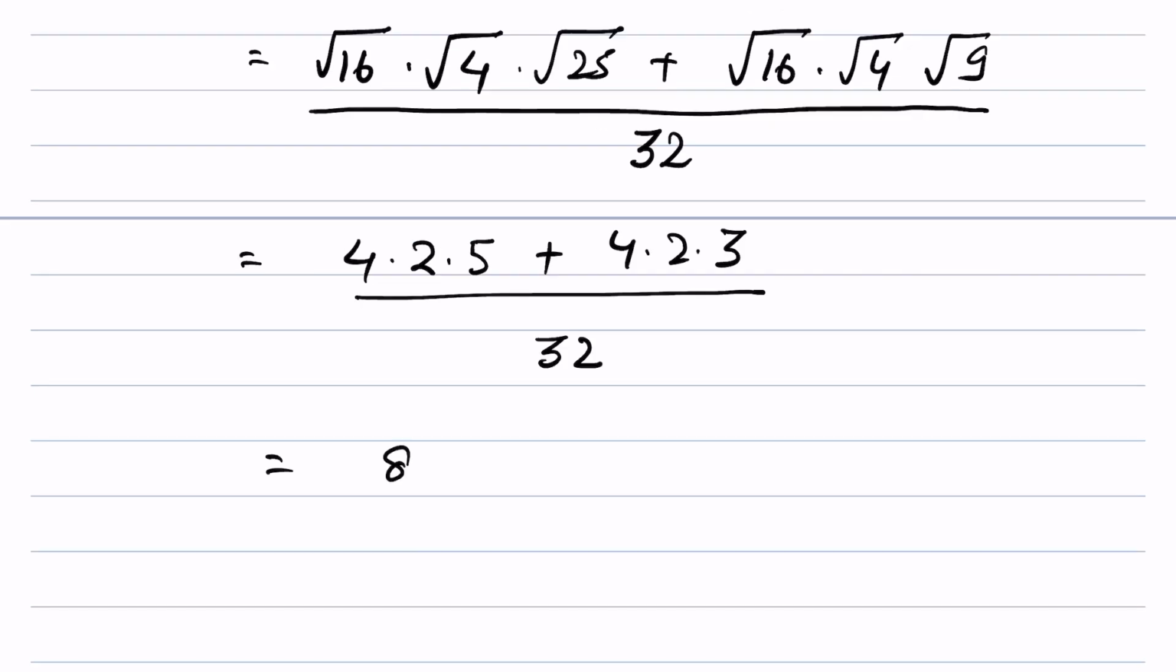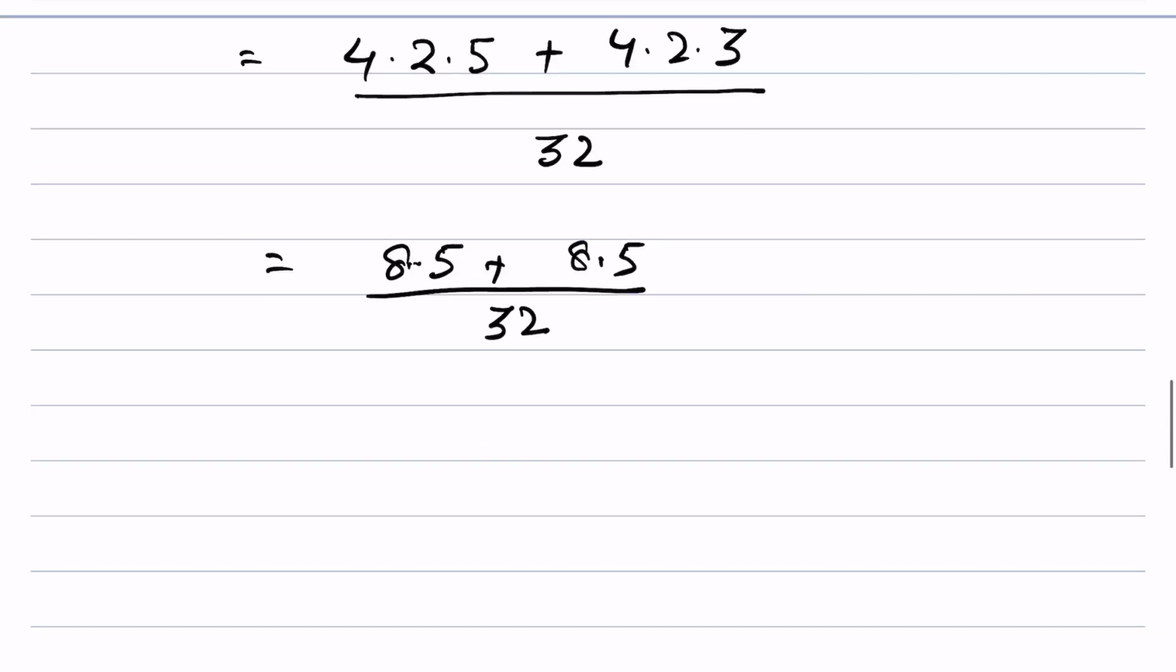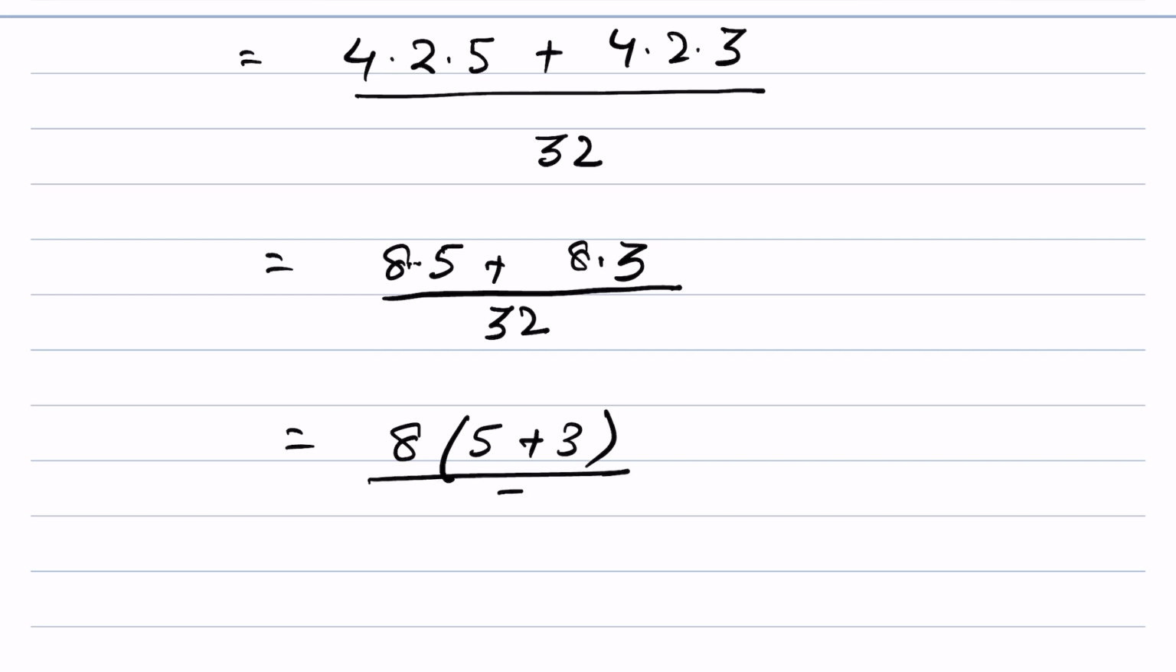So this is 8 times 5 plus 8 times 3 upon 32. Take 8 common. 5 plus 3 upon 32. 8 times 4 is 32. 5 plus 3 is 8 upon 4. 4 times 2 is 8. Answer is 2.